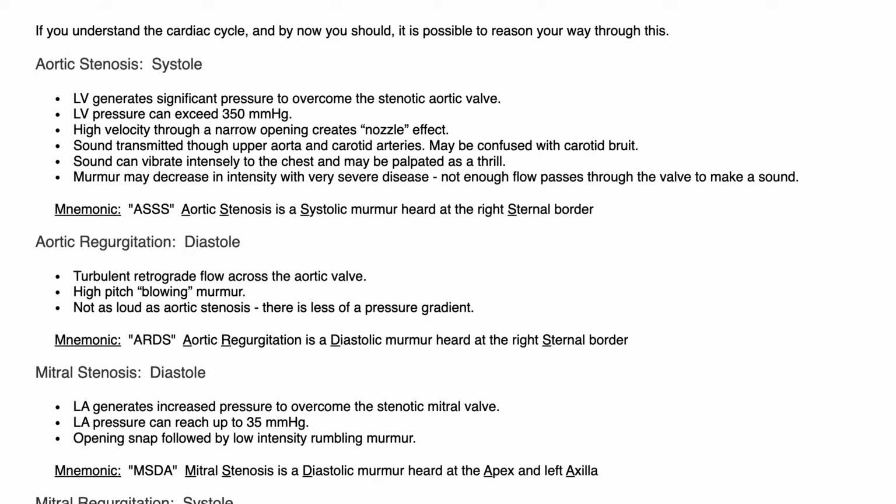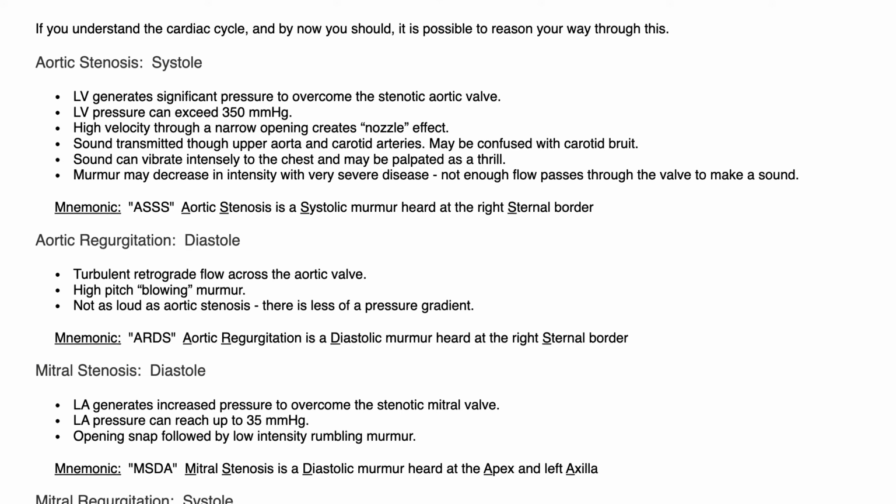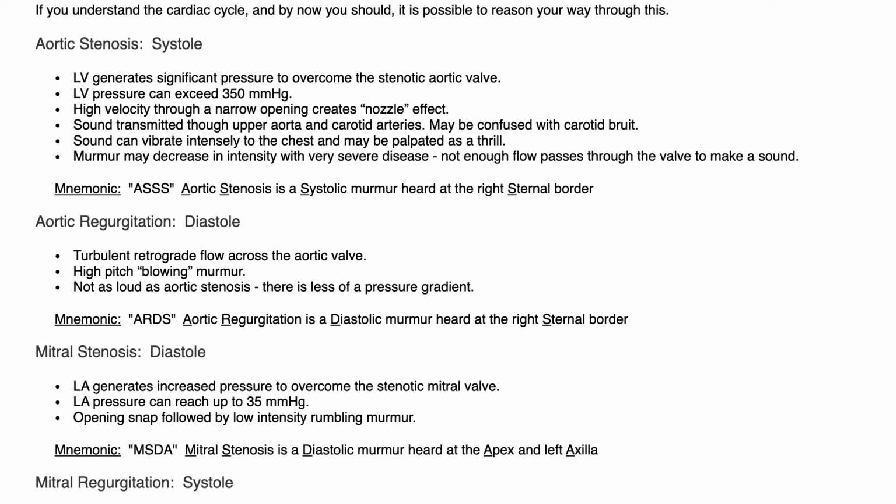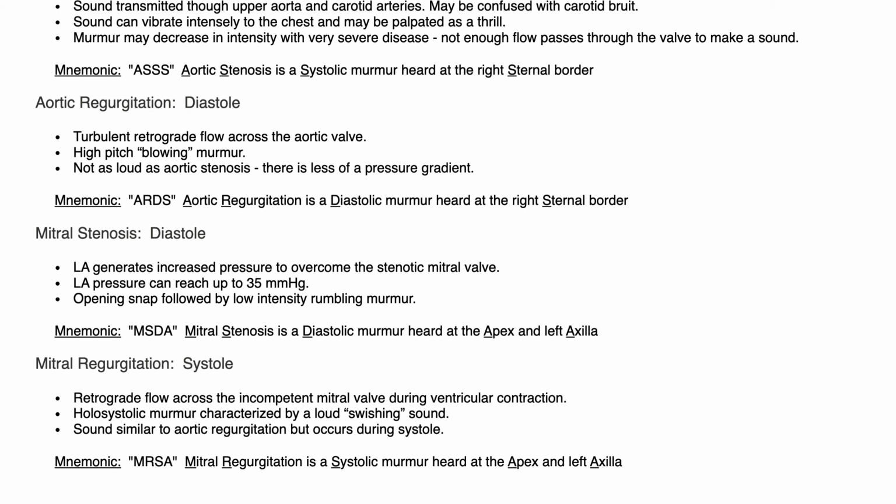Aortic regurgitation occurs during diastole. The turbulent retrograde flow across the aortic valve produces a high-pitch blowing murmur. It's not as loud as aortic stenosis, and there's less of a pressure gradient. The mnemonic is ARDS. Aortic regurgitation is a diastolic murmur heard at the right sternal border. Aortic regurgitation, diastolic, sternal. Mitral stenosis also happens during diastole.